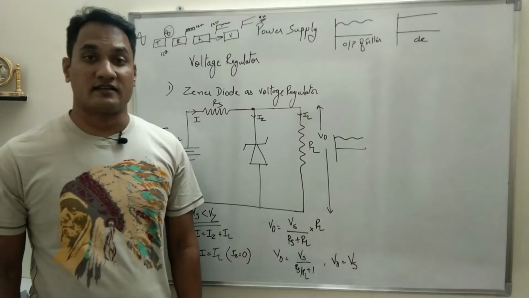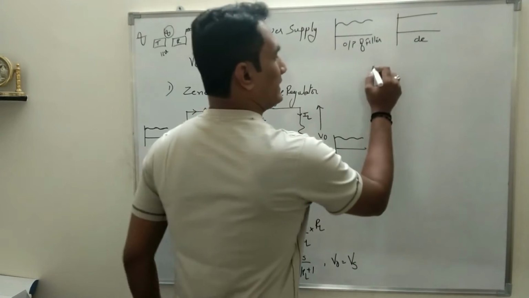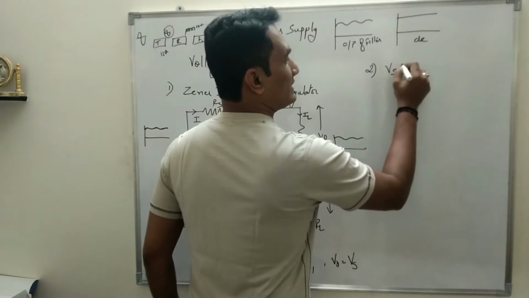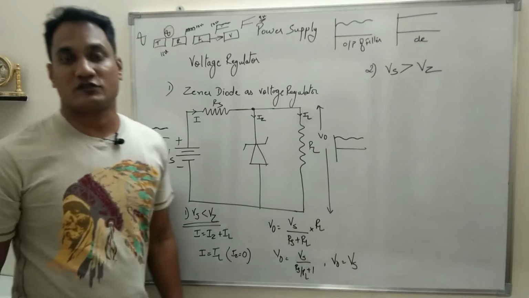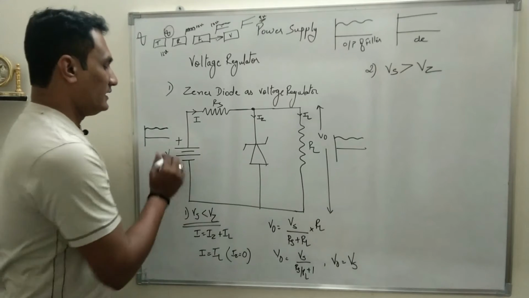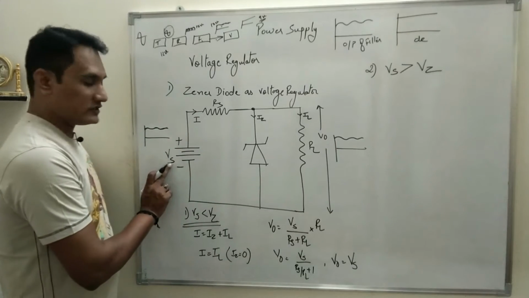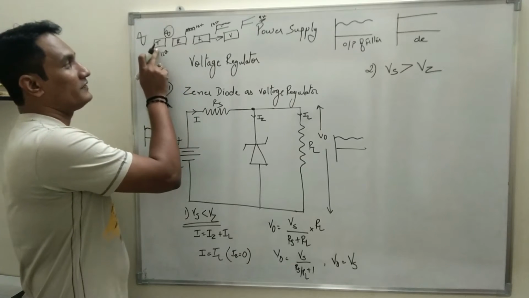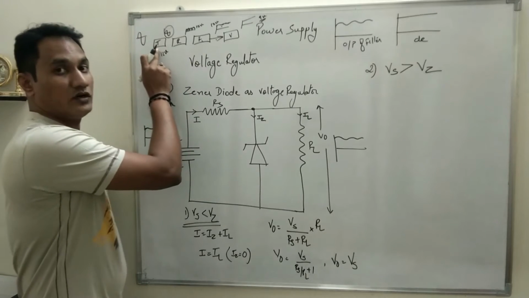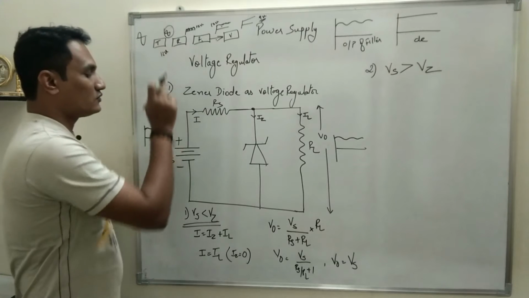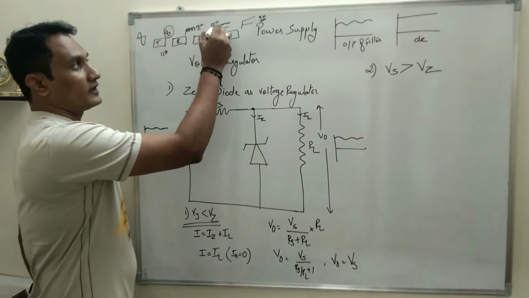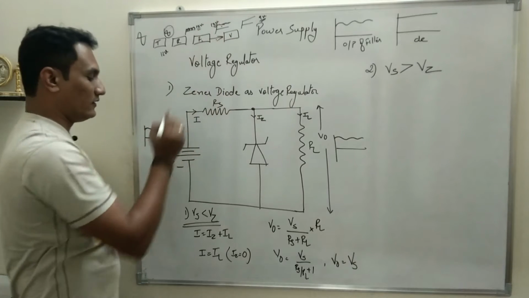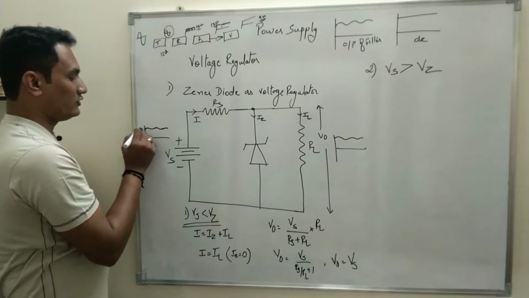Now let us understand the second condition. The second condition is when Vs is greater than Vz. I will take one example so that you can understand. See, here the Vs value, as I said, we have taken a transformer of secondary voltage 12 volt, right? So the Vm value, maximum voltage across secondary, will be 12 volt, and whatever the fluctuation will be around 12 volt. Okay, so say this is 12 volt standard.